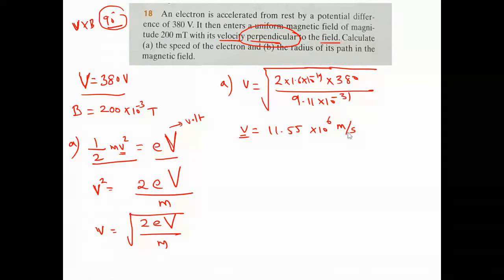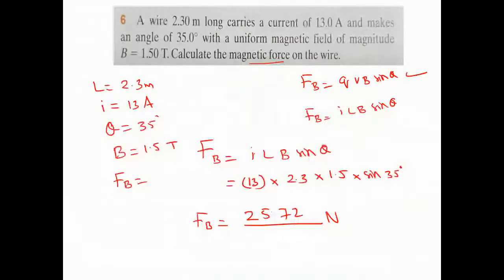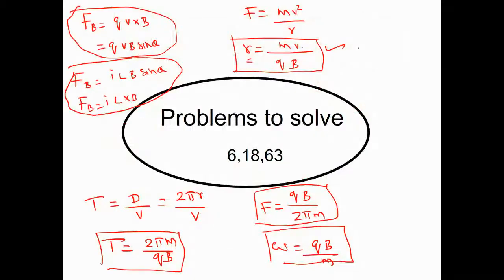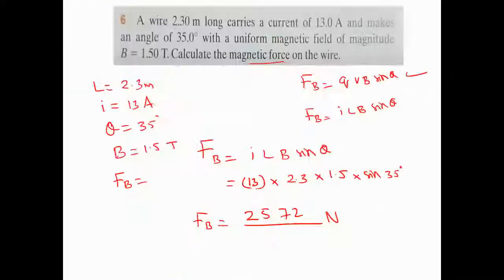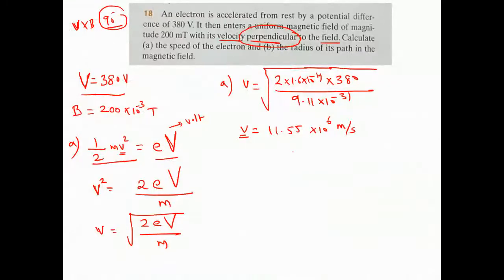Once we know the speed, we are going to find the answer for the second question, the radius. So how to find the radius, my dear? It's very easy because we already have the formula. Radius is equal to mass multiplied by speed divided by charge multiplied by B. I'm going to use the formula directly for the second answer because we already studied this in the theory: r, the radius of the path of the electron, is equal to mass multiplied by speed divided by charge multiplied by magnetic field.